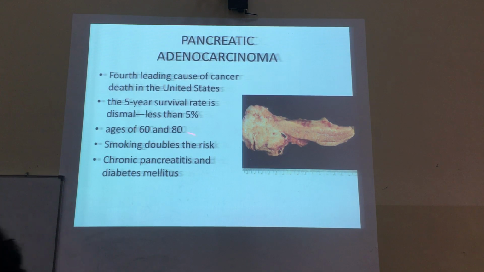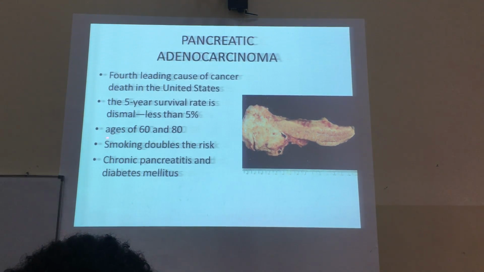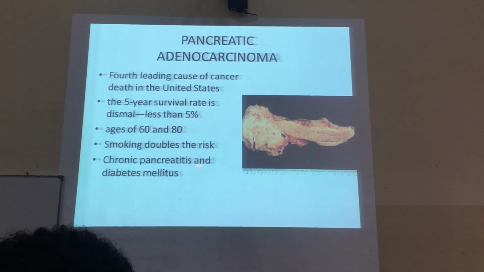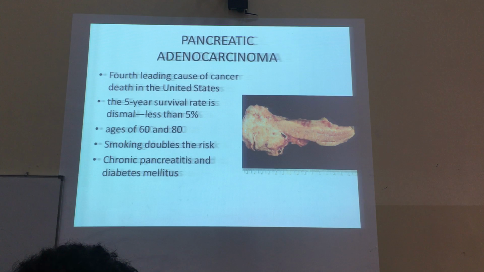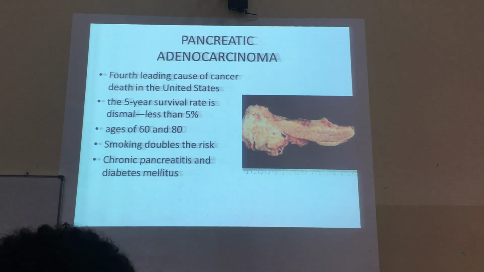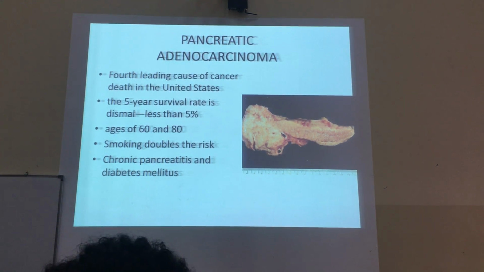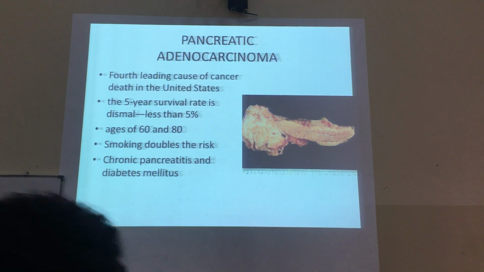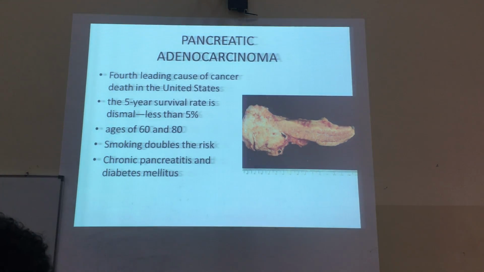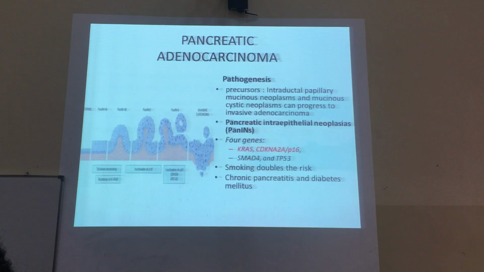Age commonly involved is 60 to 80 years. Smoking is again very common, and it can double the risk. Chronic pancreatitis and diabetes mellitus can be associated with this. Some people who have chronic pancreatitis have a lot of damage to the pancreatic epithelium. Some of the epithelial cells, when they regenerate, become atypical and mutated, and then we can see a lot of chances. What is the relationship?